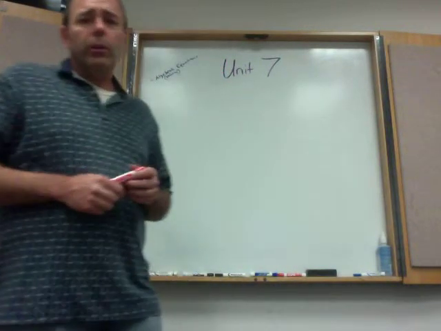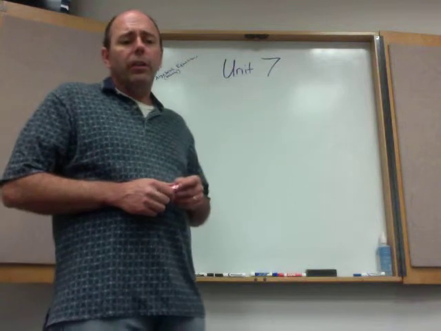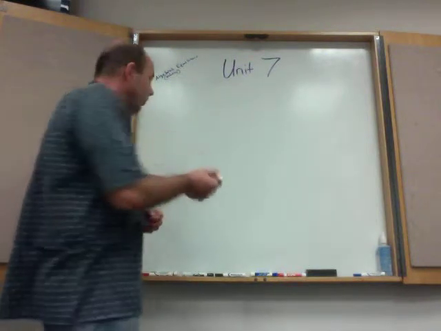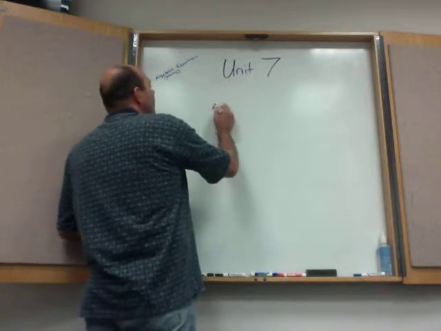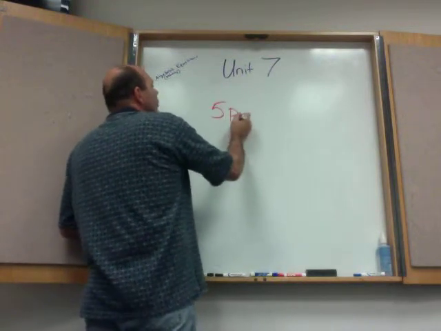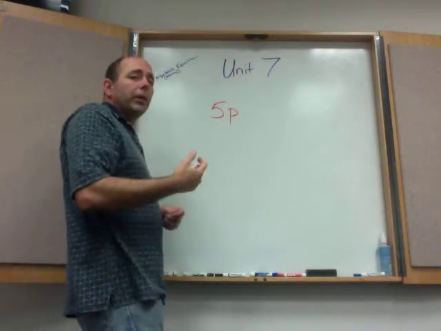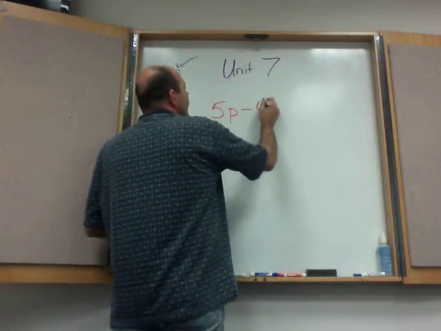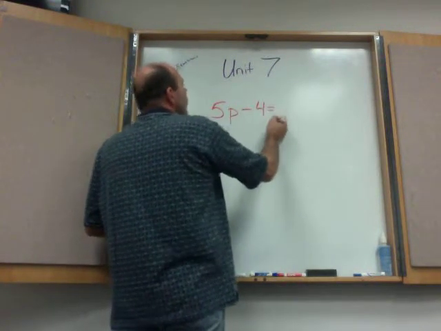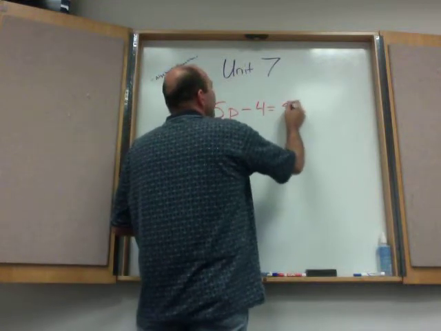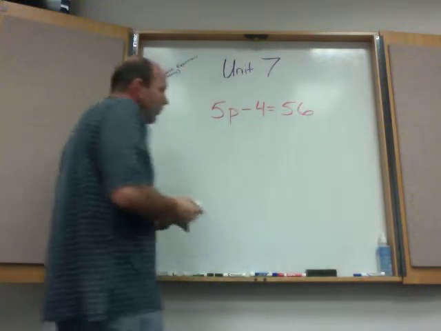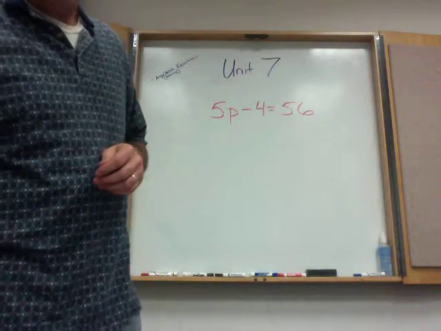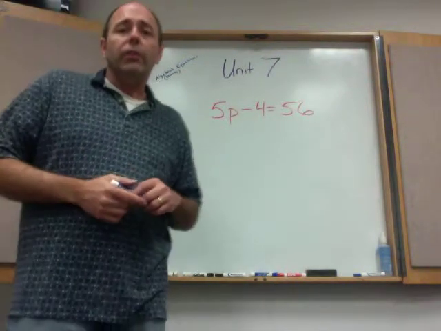But the last thing we're going to do is solving algebraic expressions. So if I take a number like 5, we're going to solve algebraic equations. 5p minus 4 equals 56. And if you've ever seen something like that on a test and you didn't know how to solve it, please pay close attention now.